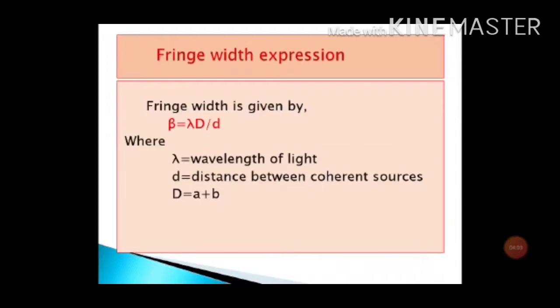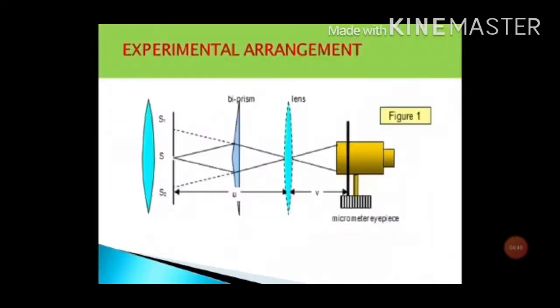You are already familiar with the expression for fringe width, which we obtained in Young's double slit experiment. Beta equals lambda capital D upon small d, where lambda is the wavelength of light used, small d is the distance between the coherent sources, and capital D equals a plus b. From this expression, to find the value of lambda, I need to first find the values of beta, capital D and small d.